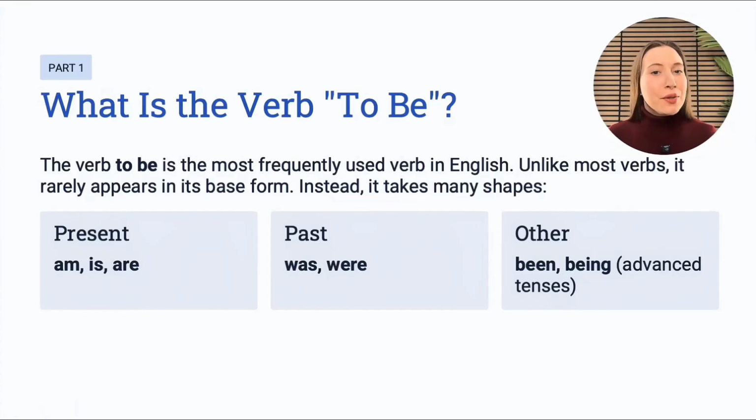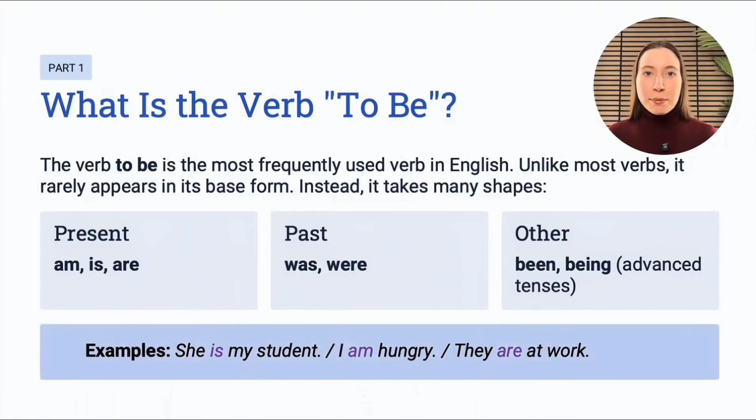Even though sometimes you can see the form be itself in a sentence, unlike most other verbs in English, be usually does not appear in its base form. Most of the time, it appears in one of its other forms: am, is, are, was, were, been, and being. For example, she is my student, I am hungry, they are at work. We won't really talk about been and being today, as they usually belong to more complex tense structures, but I will explain the other forms a little later in the video.